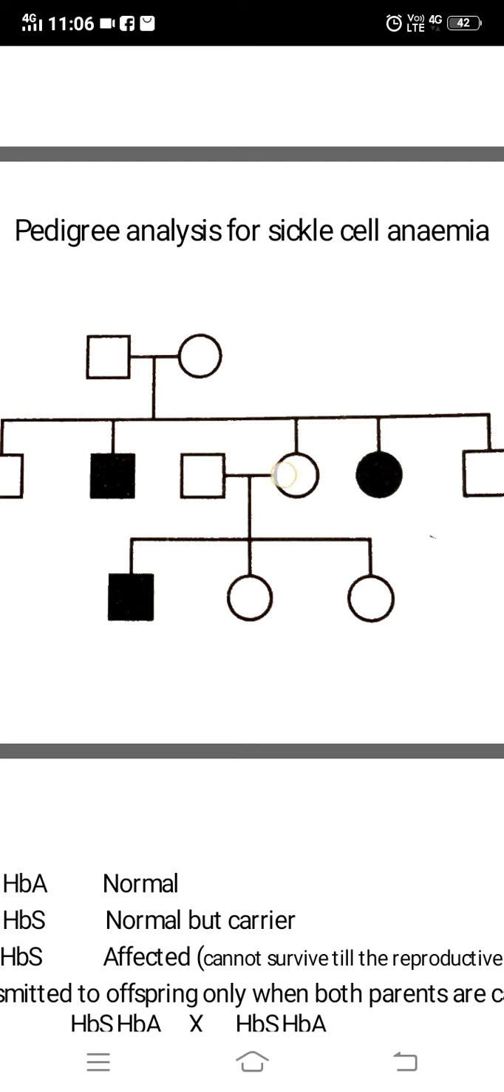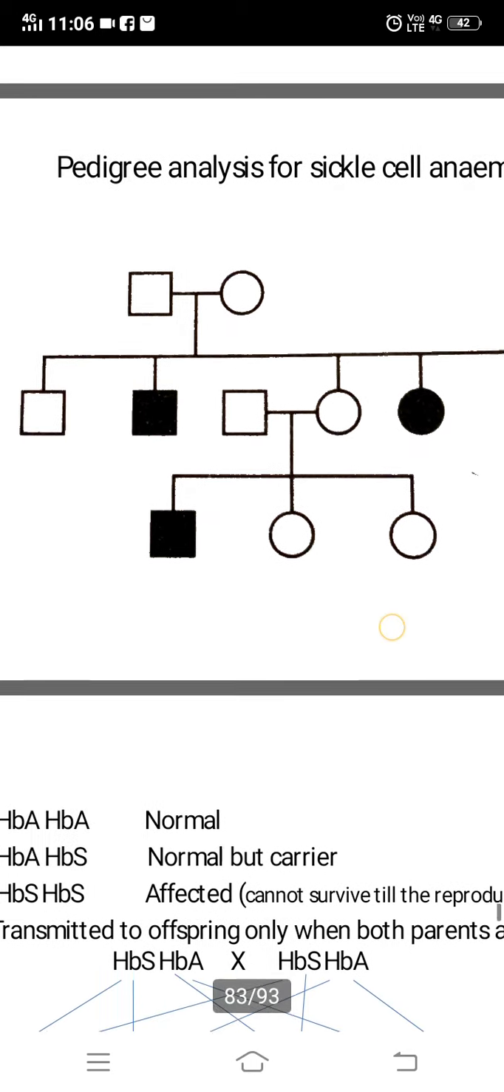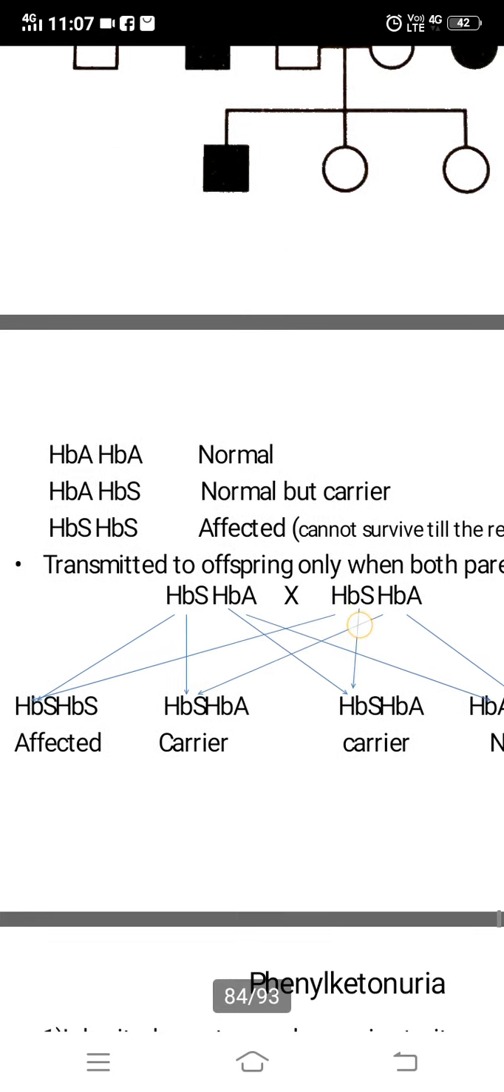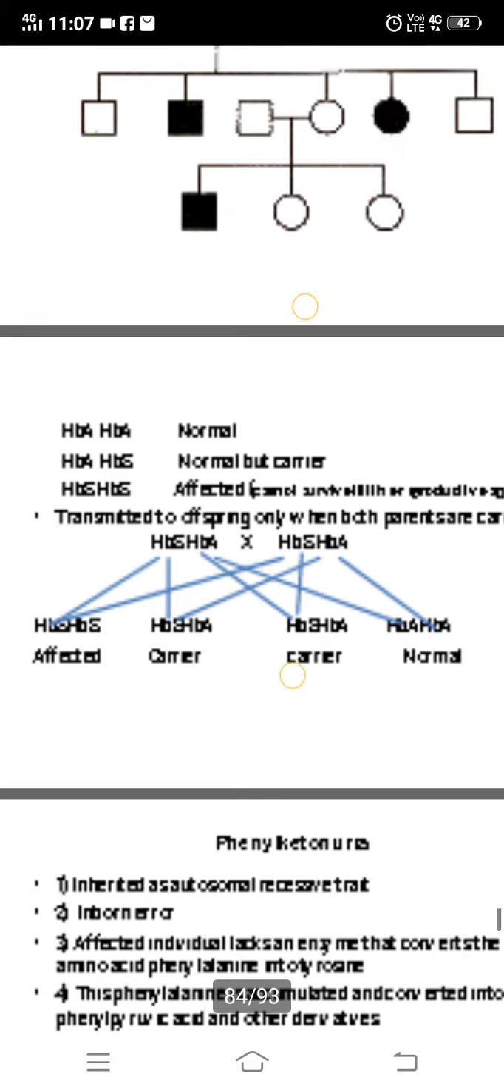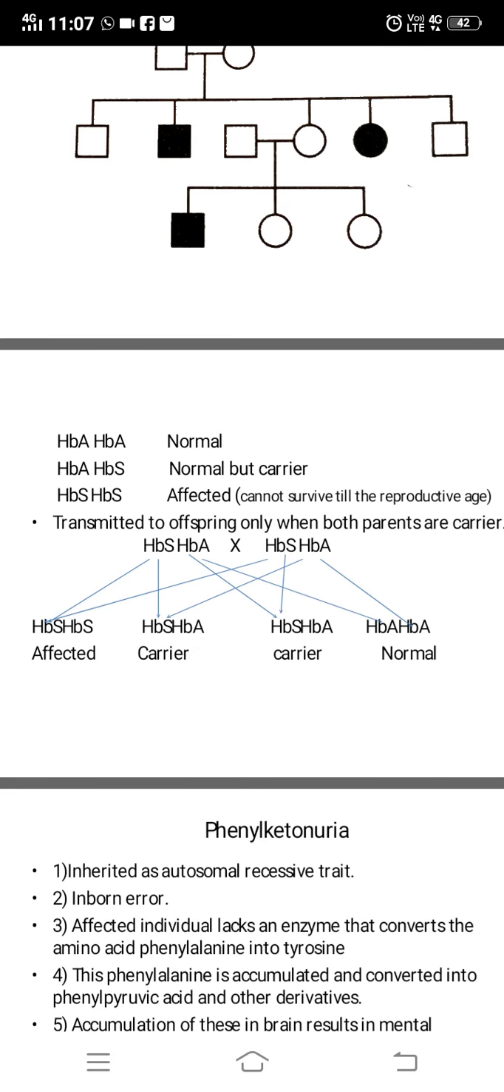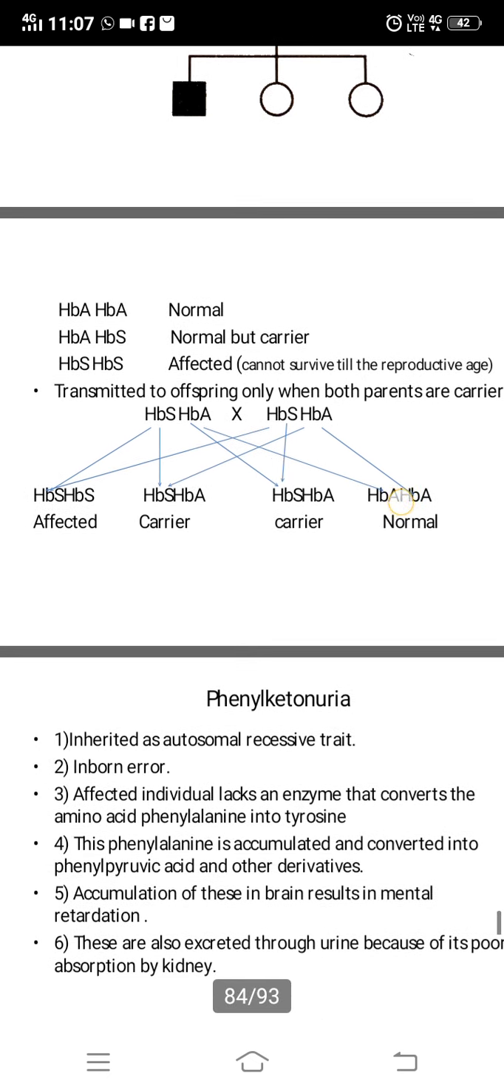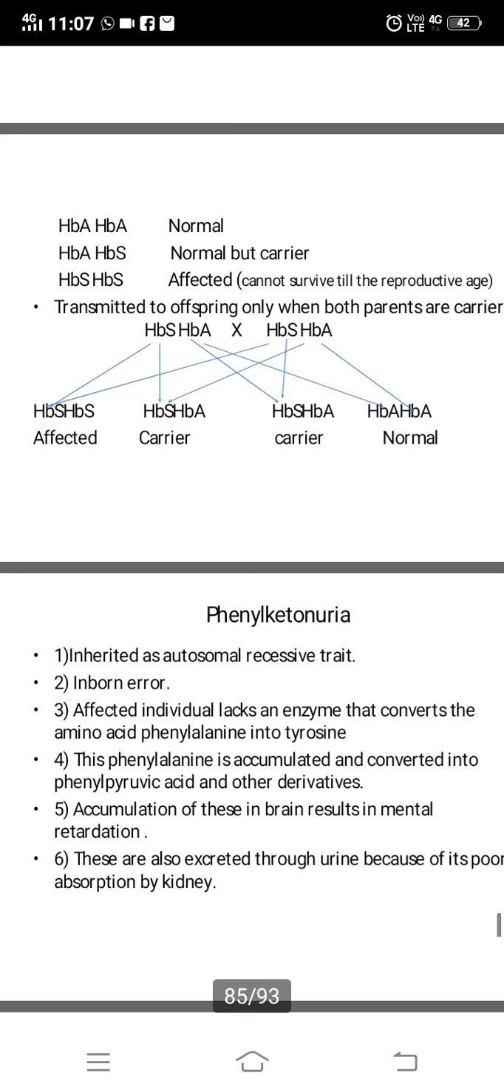So here you can see they are also carriers. In the next generation, an affected male is there. Now you can see the inheritance of sickle cell anemia. HbA HbS is normal, but they are carriers. HbS HbS is affected. You can see the inheritance.